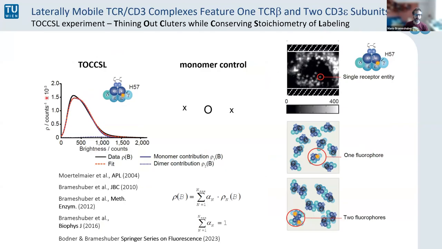Here it's a probability density function in this case, but you can see it as a normalized histogram. And the black curve is the brightness distribution which was measured.